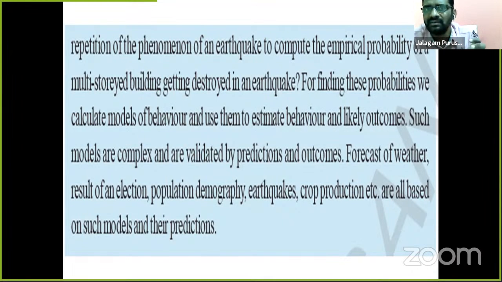In some situations, like launching satellites and earthquakes, for finding empirical or experimental probability, such models are complex and validated by predictions and outcomes. So here we predict the outcome. Forecast of weather, result of an election, population, demography, earthquakes, crop production, etc. are based on such models and their predictions. So we may predict the outcome in these situations.